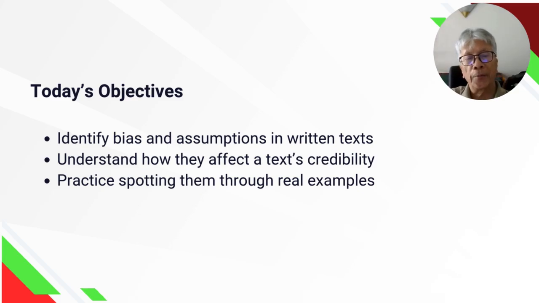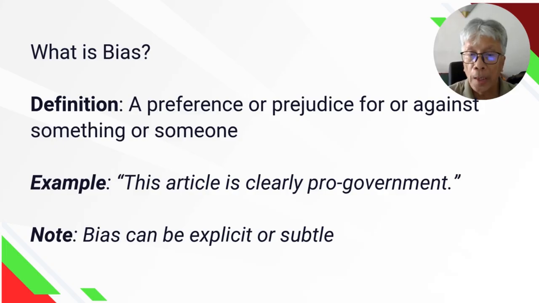So the objective of this short video is to identify a bias and assumption in written text and understand how they affect the text credibility. And we're going to practice spotting the bias in a real example. The third one, the practice, you have to do it online in our online channel. Yeah. So thank you for that. Let's move on. Start with this one.